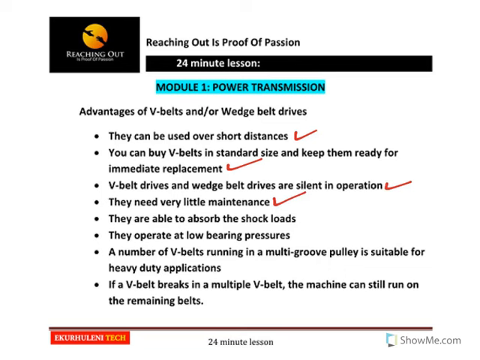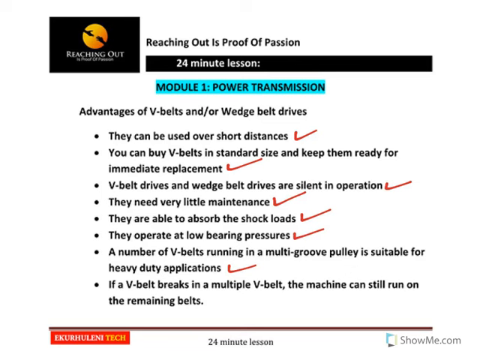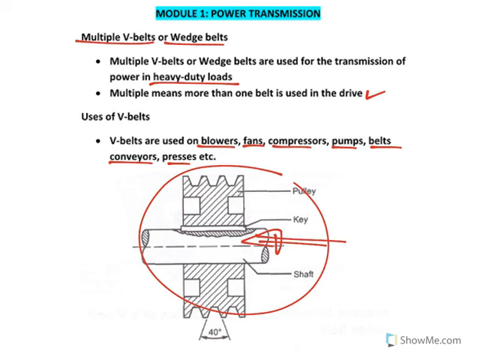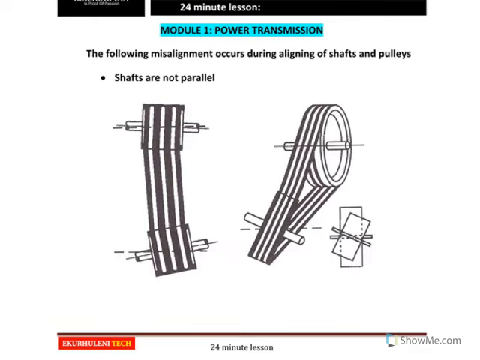They are able to absorb shock loads, especially for a vibrating machine, such as fans. They operate at low bearing pressures. A number of V-belts running in a multi-groove pulley is suitable for heavy-duty applications. This is an example of a multi-groove pulley for multiple V-belts. If a V-belt breaks in a multiple V-belt drive, the machine can still run on the remaining belts. So, for example, if it breaks on this one, there are two that can run so that the job can still continue without any failure of the power.